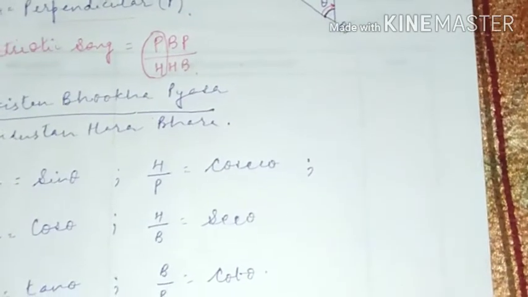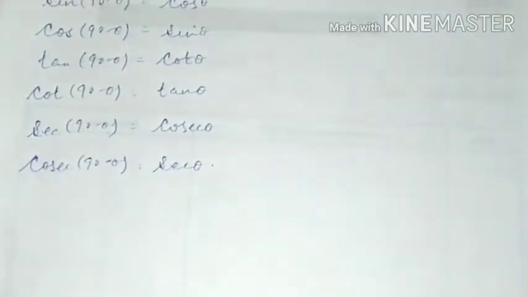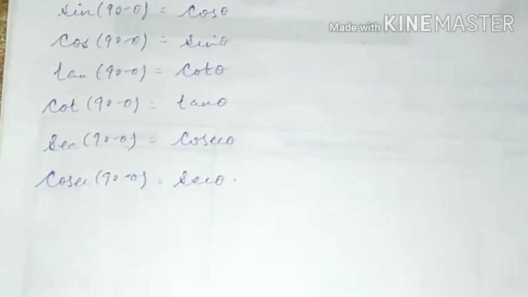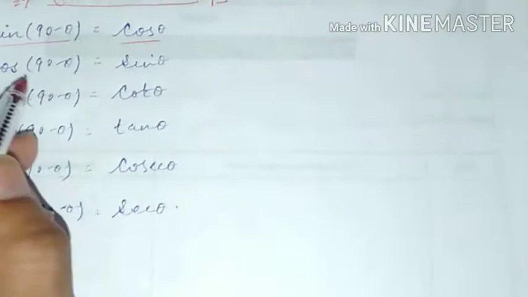Now moving to next point, that is reversible concept. You are to use that concept for making a few formulas of trigonometry that you can see on the screen as well. You are to learn these all formulas using reversible concept. Now how it works, you can see that sine 90 minus theta is equal to cos theta, and cos 90 minus theta is equal to sin theta.